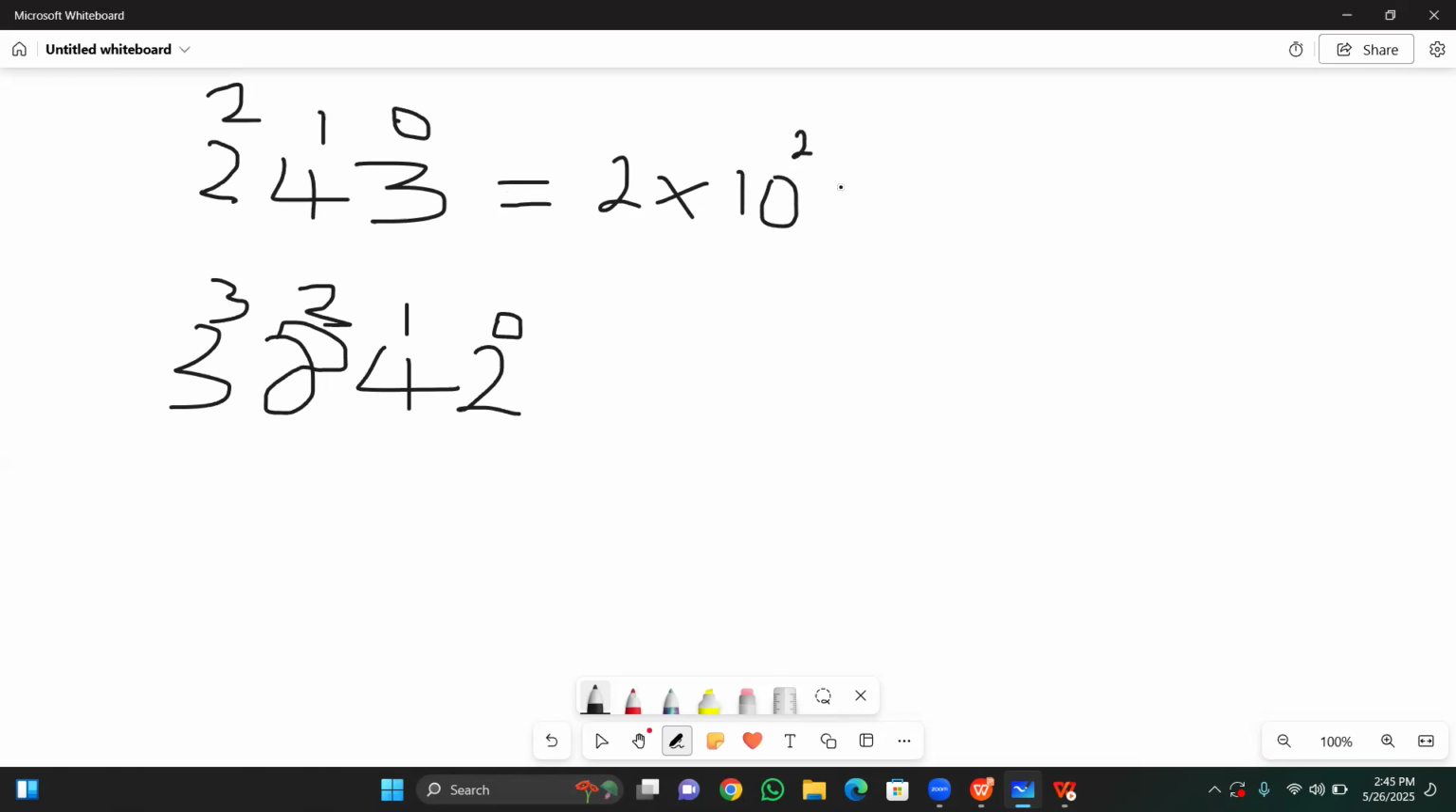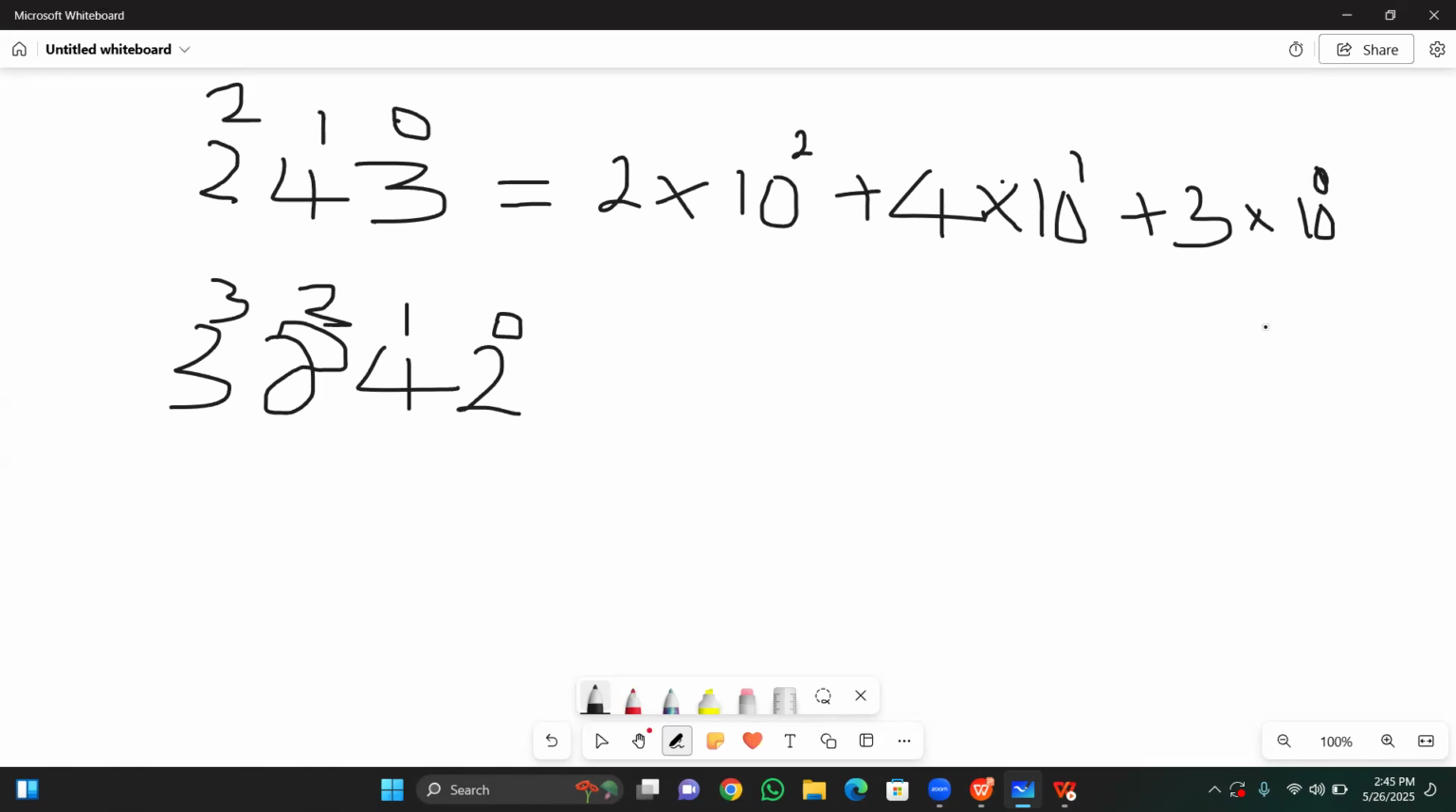Then I will say plus 4 times the base, which is 10, raised to the power of the positional value, which is 1, and then plus 3 times 10, which is the base, raised to the power 0.